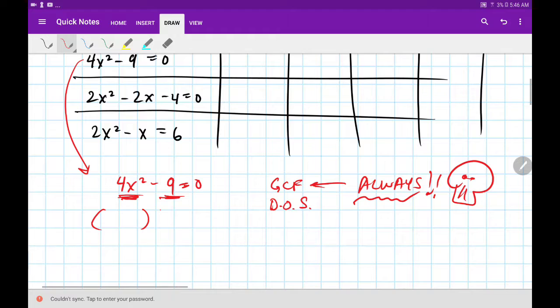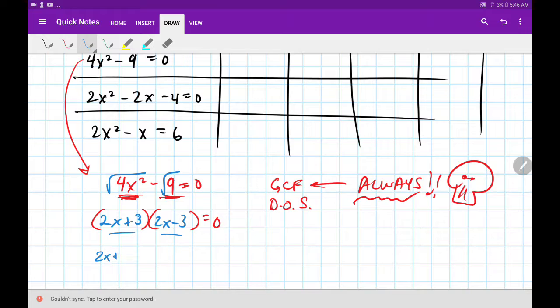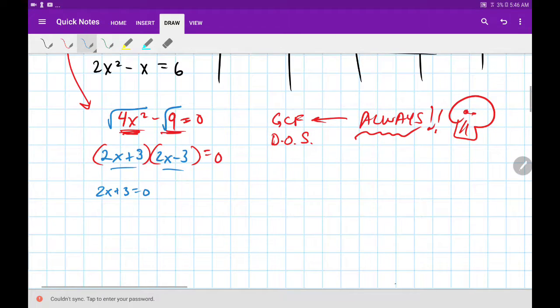The way that works is you go immediately into parentheses. You're going to take the square root of the first term, which is 2x. You're going to take the square root of the second term, which is 3. And then you're going to flip the signs. 2x plus 3, 2x minus 3 equals 0. Now you're just going to solve because we need to get our final answer. So 2x plus 3 equals 0, and 2x minus 3 equals 0. Let's solve for x.